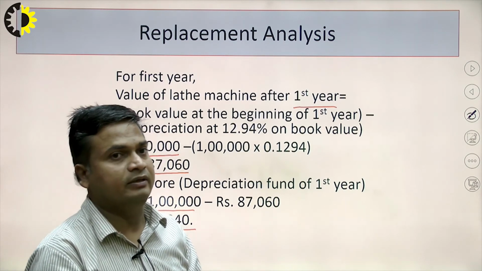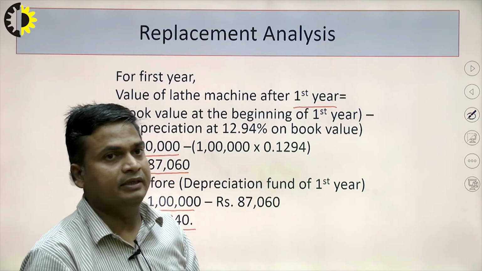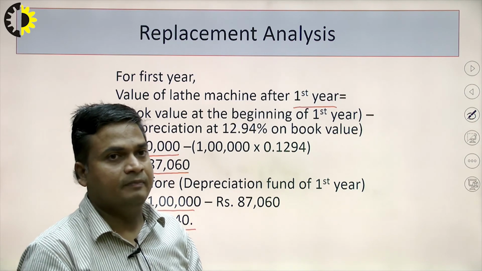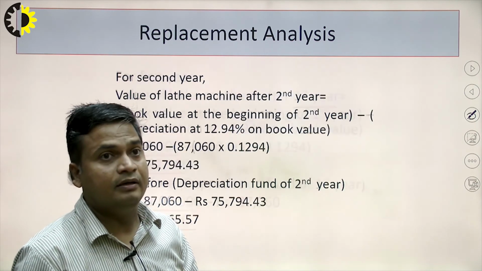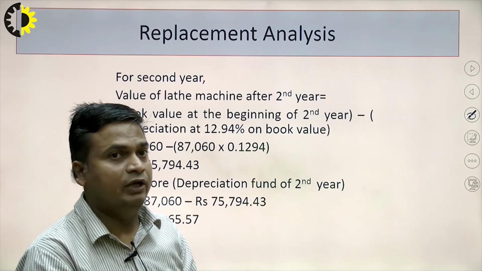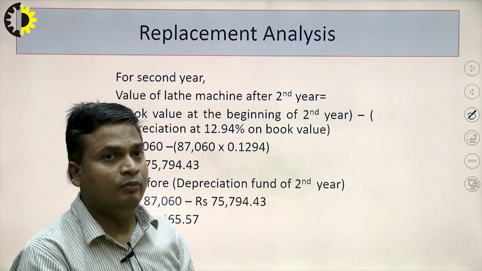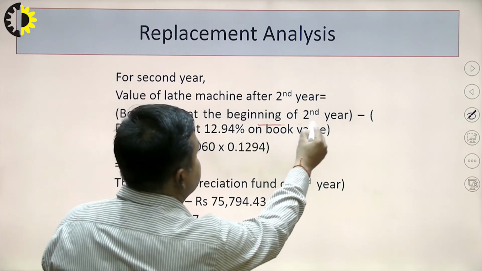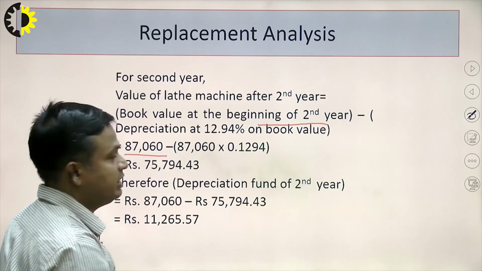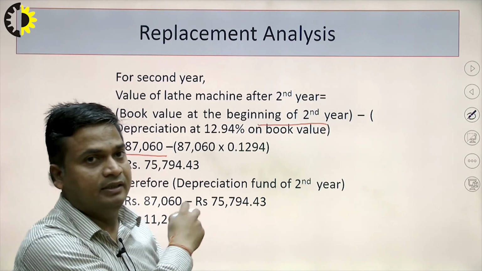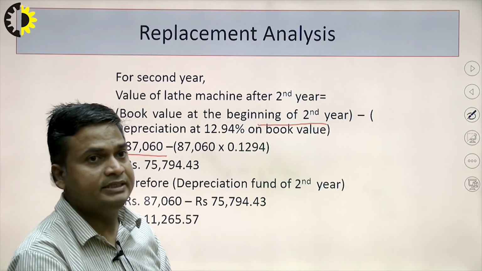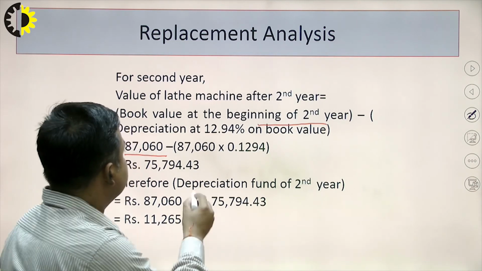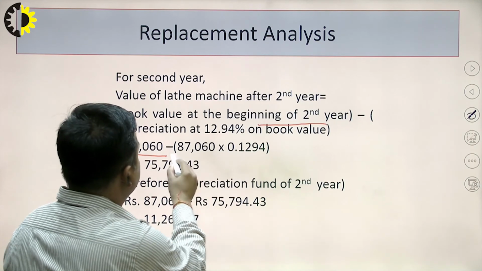We have to keep this fund each year, meaning after 1 year we have to maintain this fund. And now see, for the second year, the value of the machine after the second year equals the book value at the beginning of the second year, which is 87,060, minus depreciation at 12.94% on book value. So in this method it changes, and it is 12.94% of this value.